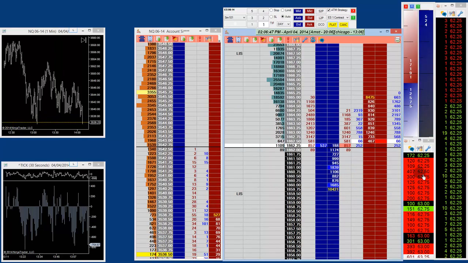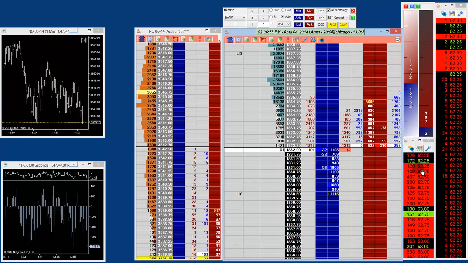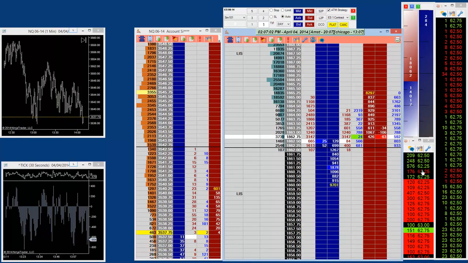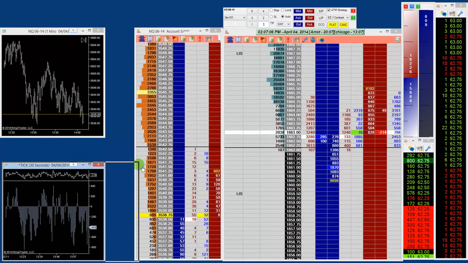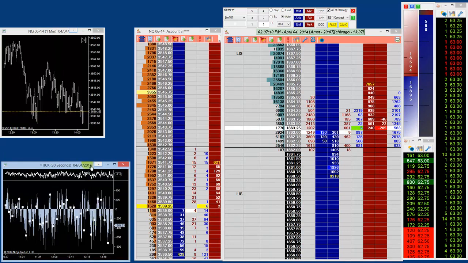You could just pick up a filtered time and sales and say in your head, I'm just going to look at size. I want to see size move the price, and if size doesn't move the price and it sits there for a while, I'm going to expect it to go in the opposite direction. Or you could just use the NYSE tick. I'm just going to see if the tick's on my side. Or I'm just going to use the NASDAQ.